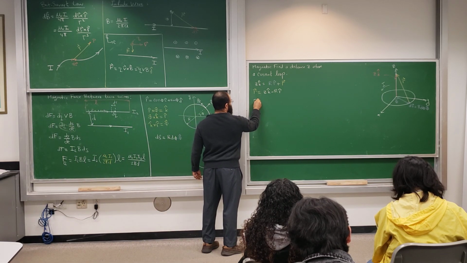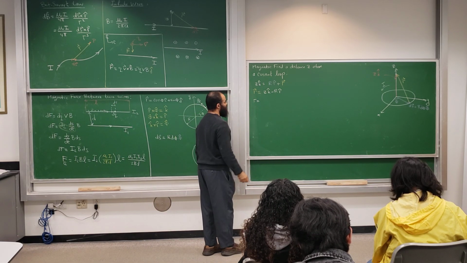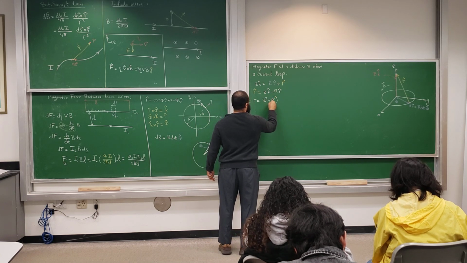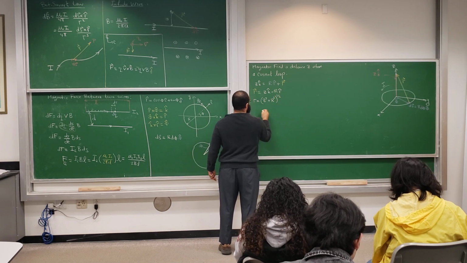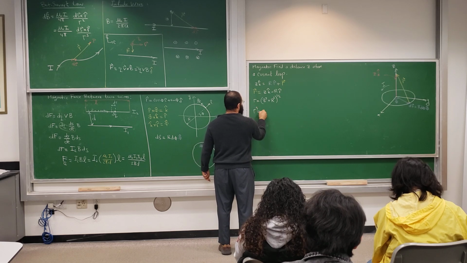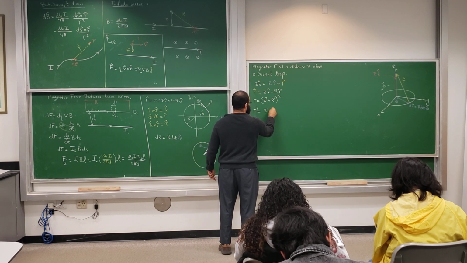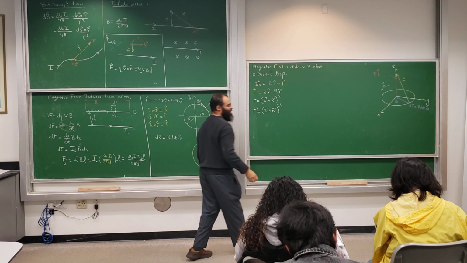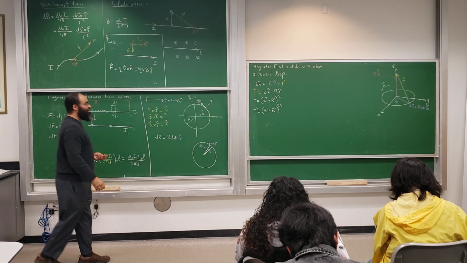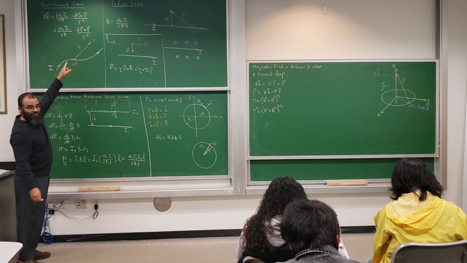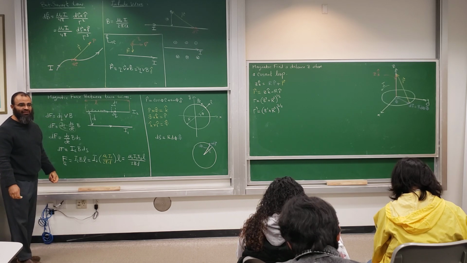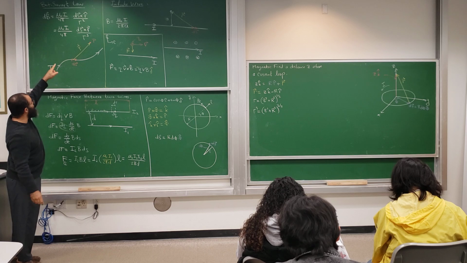What's the magnitude? R squared plus Z squared, so d squared plus r squared to the 1/2. That means r cubed would be what? Why do I want r cubed? Because the Biot-Savart law has the r cubed on the bottom, so I'm just getting it ready. Now we need to do the cross product.